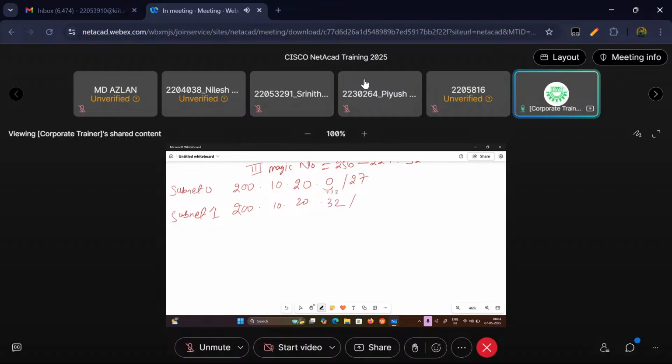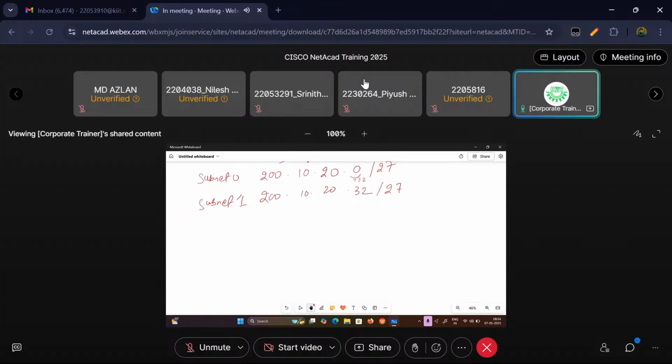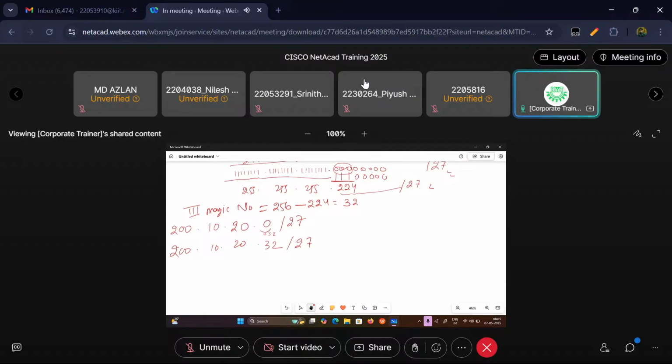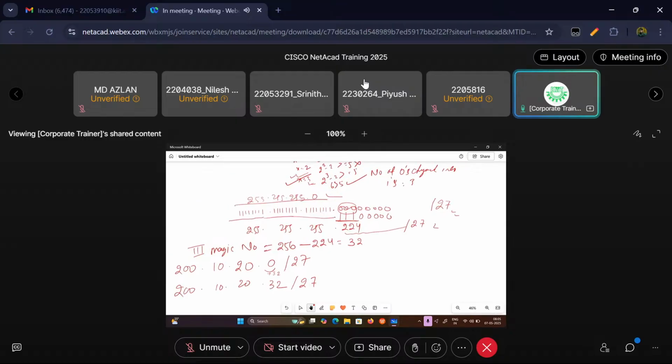So my next subnetted network ID will be 200.10.20.32/27. Next subnet, what will I get? Tell me, guys. Subnet 2. From where is the /27 coming? Just as I have explained, this magic number I got is 32. Before that, when I calculated x equal to 3, the 3 bits I made change from 0 to 1.